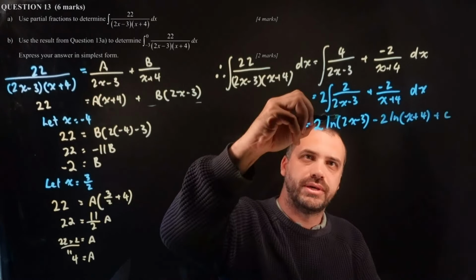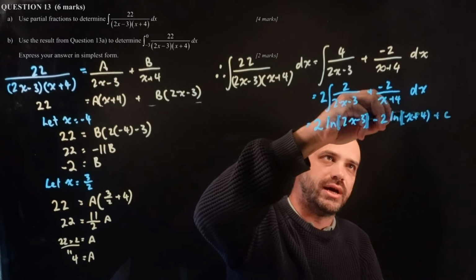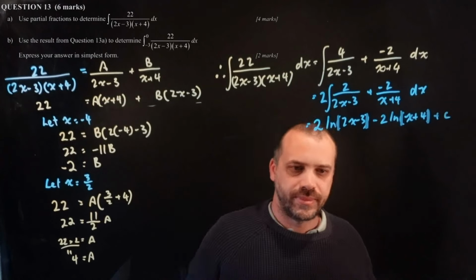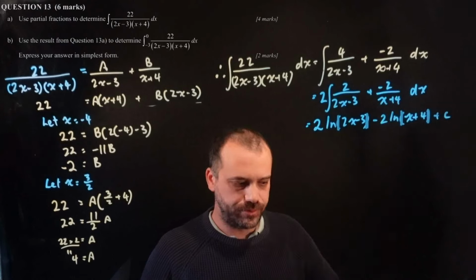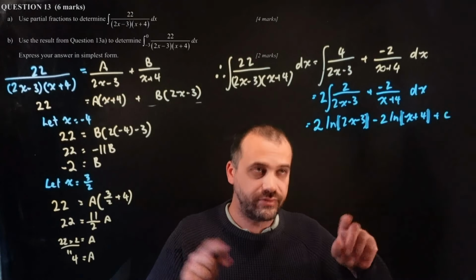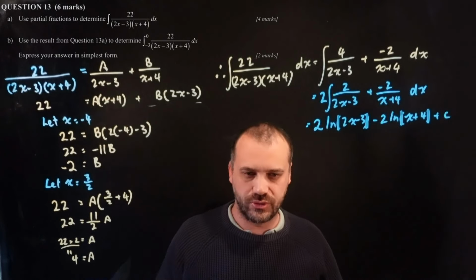The only thing you want to remember is that these are not brackets. We want these to be our little absolute values. Okay, so straight lines, not brackets. Boop, boop, done. That's part A done, finished. I'm going to rub all of this out except for that because we're going to move on to part B.